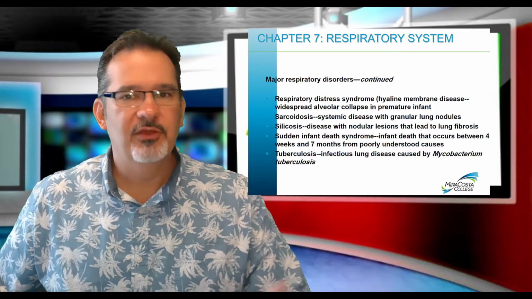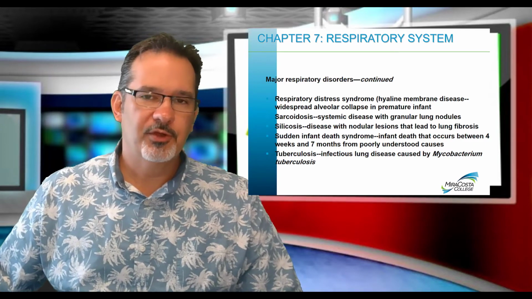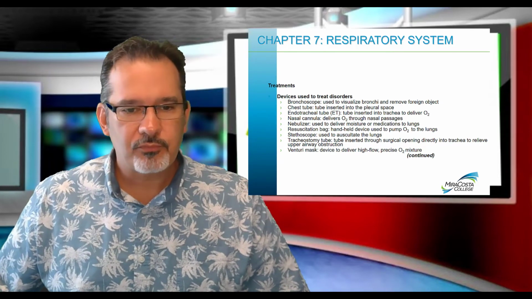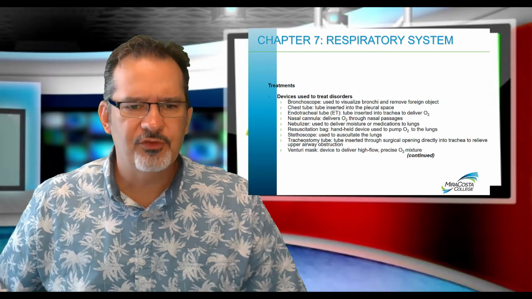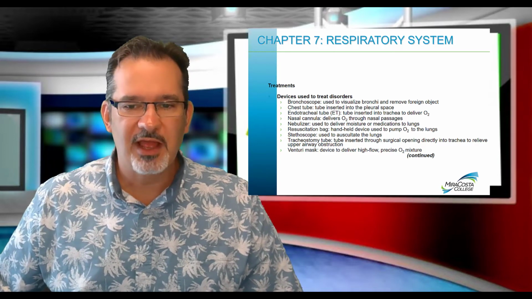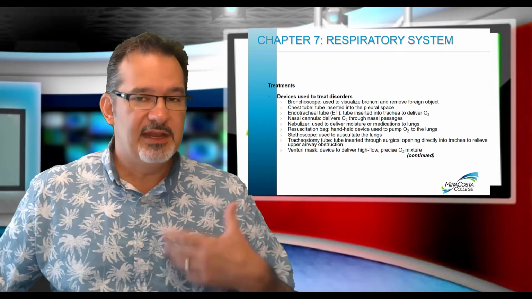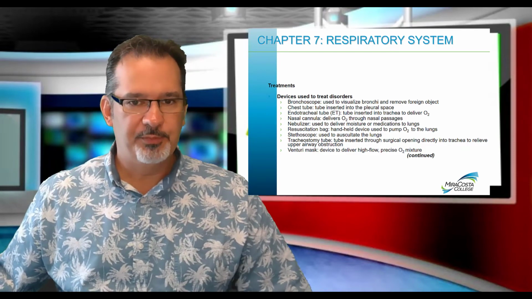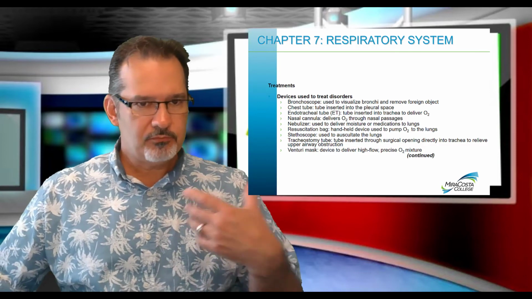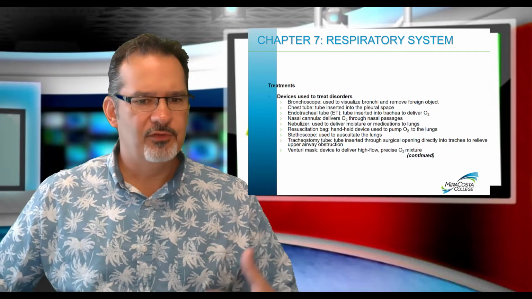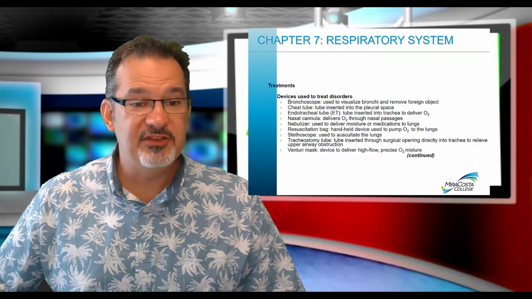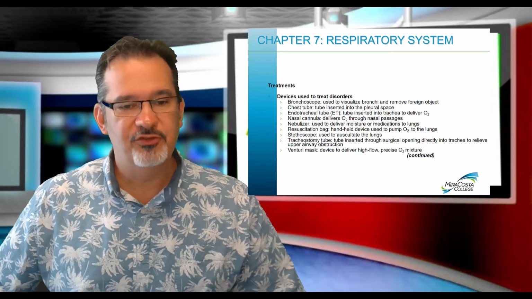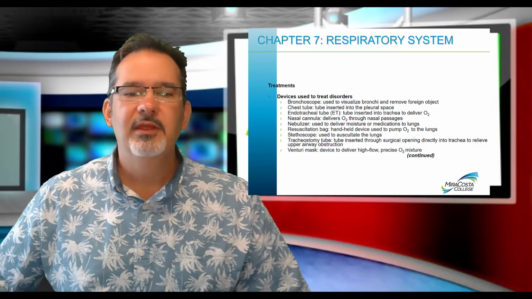Obviously, all of us that work in healthcare are going to undergo tuberculosis screenings on a fairly regular basis. Okay. Different devices used to treat disorders. Bronchoscope, which is used to visualize the bronchi, possibly aid in removing foreign objects. A chest tube inserted into the pleural space, typically to relieve swelling, edema, or fluid. Okay, an ET tube, an endotracheal tube, inserted into the trachea to deliver oxygen to a patient that's not breathing on their own.